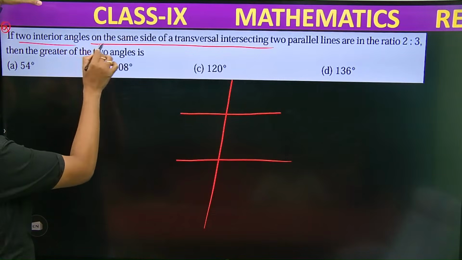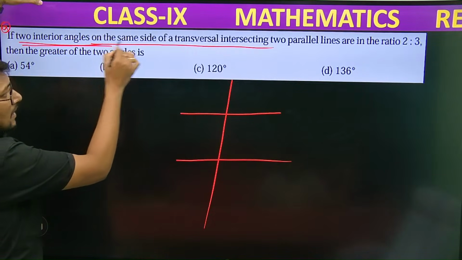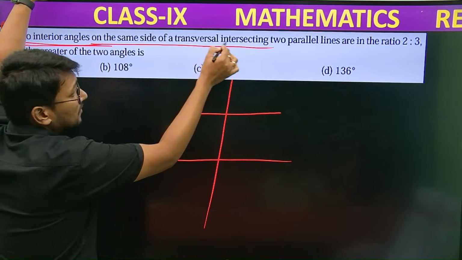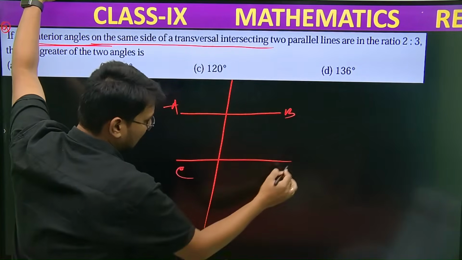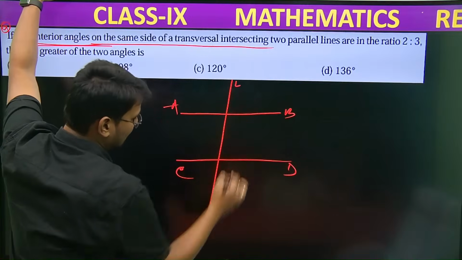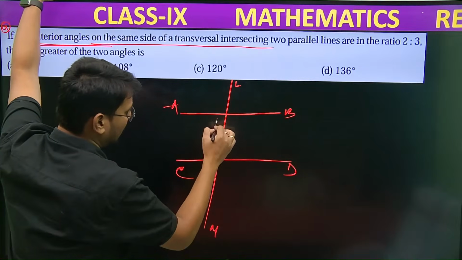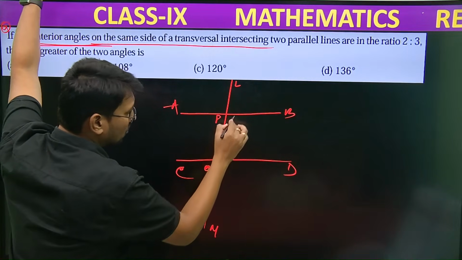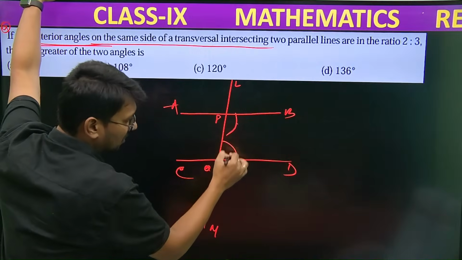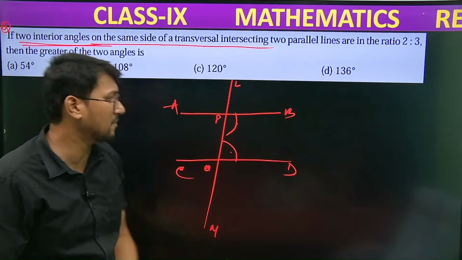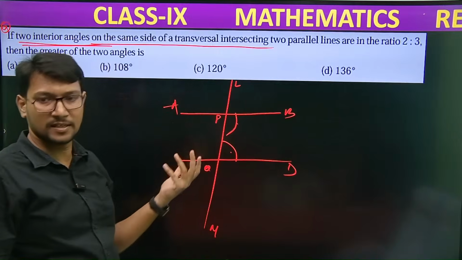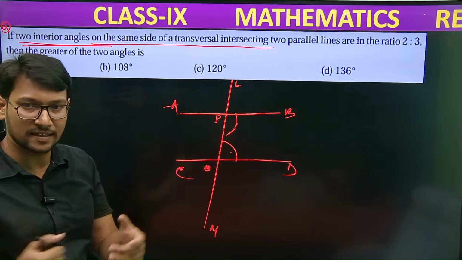Once again, read: if two interior angles on the same side of the transversal. This is the transversal, so check. ABCD, what are they? Two parallel lines. Let LM intersect AB and CD at P and Q. Two interior angles on the same side: either these two or these two you can take. Understood? Same side means either right-hand side or left-hand side. I have taken the right-hand side.